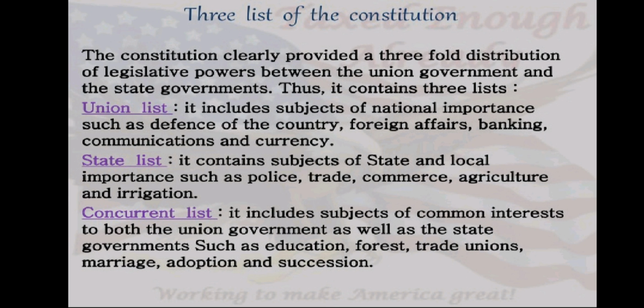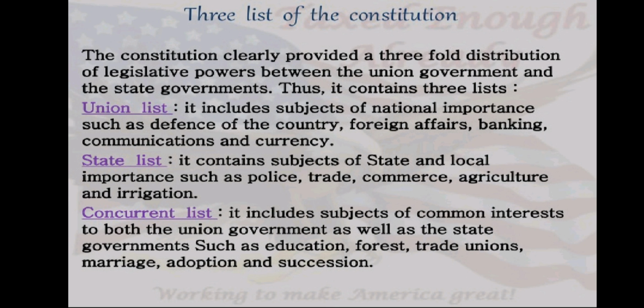It includes subjects of common interest to both the union government as well as state government, such as education, forest, trade unions, marriage, adoption, and succession. Both the union as well as the state government can make laws on the subjects mentioned in the list.